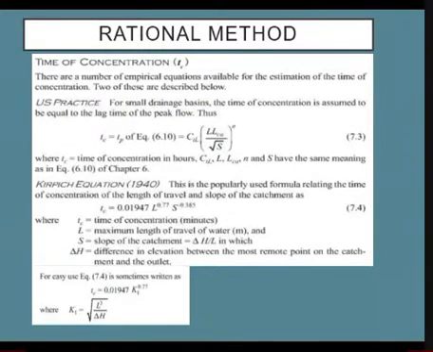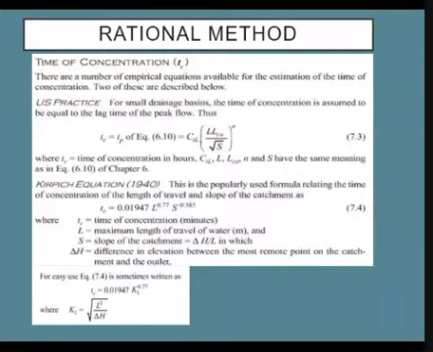Tc equals Tp of equation 6.10, equals CL times (L times Lca) over square root of S, raised to n, where Tc equals time of concentration in hours, and C, L, Lca, and S have the same meaning as in equation 6.10 of chapter 6.